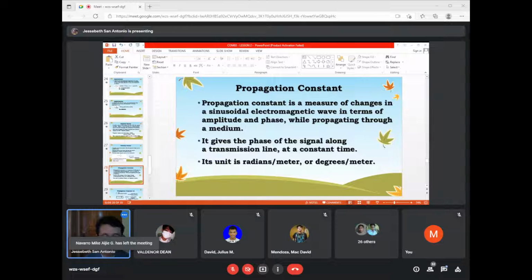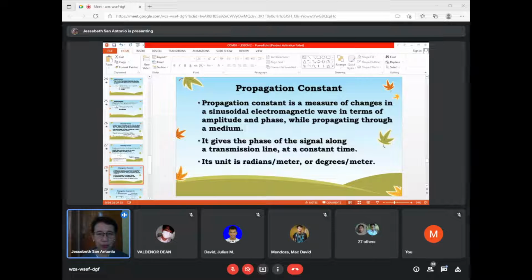Mhm. Hindi ba nagbigay pa ako sa inyo ng example nito? Yung nagbigay ako ng X and Y axis. Tapos start yung signal sa positive X axis. Pag umikot siya along the X and Y axis or again along the unit circle, di ba yun yung tinatawag na phase? So yun yung distansya ng signal with respect to the reference, which is the x-axis.